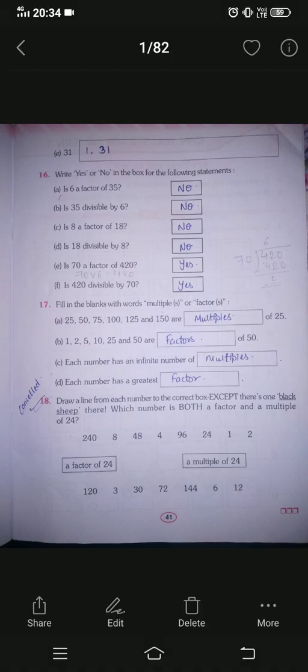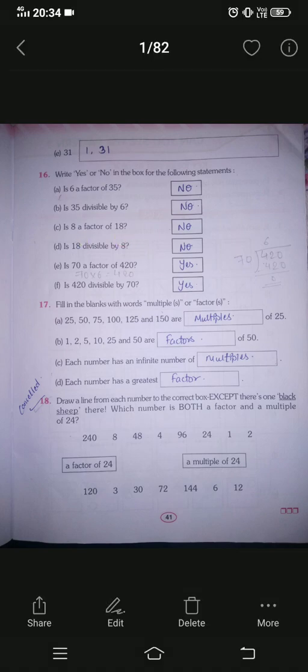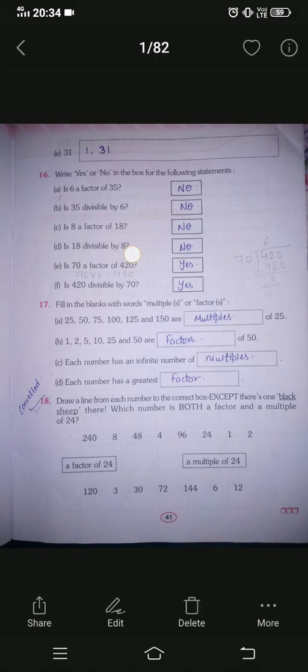8 2s are 16, and also 16 is divided by 8. 16 you can divide by 8, so that is why 16 will be the right answer, but here 18 is there, so we will write here no. Next question is, 18 divisible by 8? No. Again no. 18 is not divisible by 8.